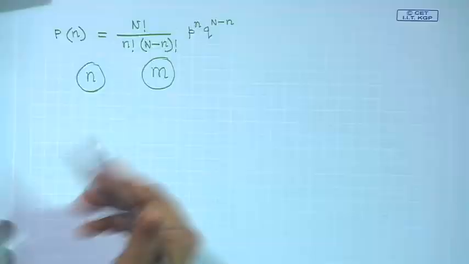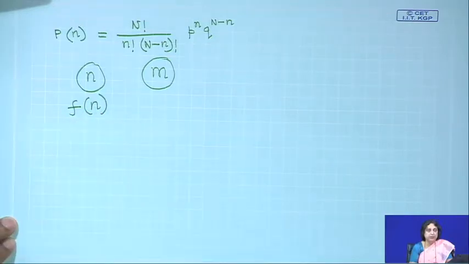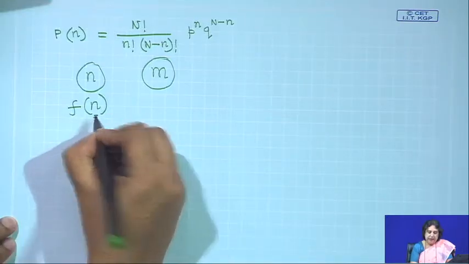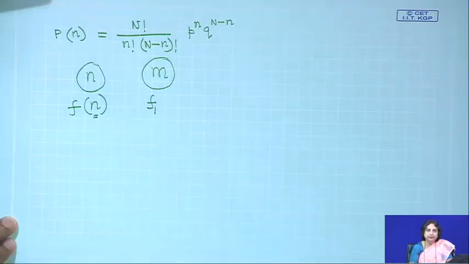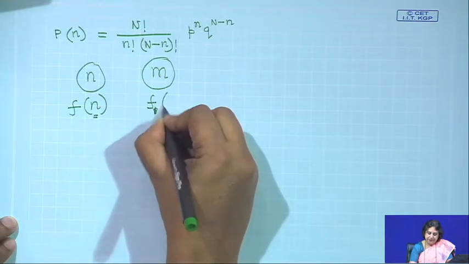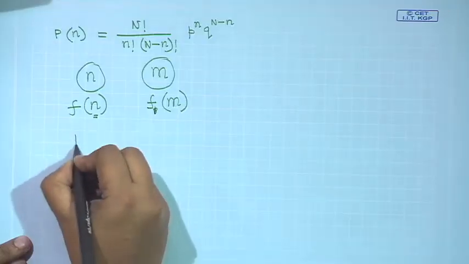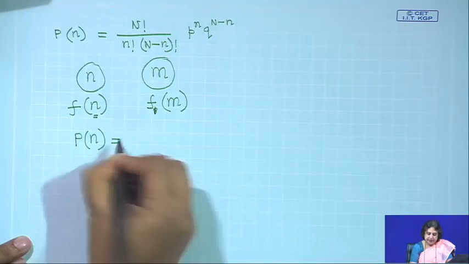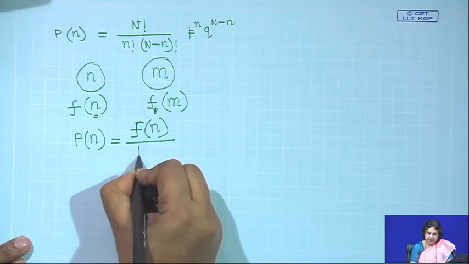Now, what are these values of given number of microscopic states? Let us say that f n is the number of distinct microscopic states associated with n up spins. Correspondingly, I would say that f m is the corresponding number of distinct microscopic states associated with the total magnetic moment value of small m, and therefore, probability of n is given by f of n divided by gamma total.